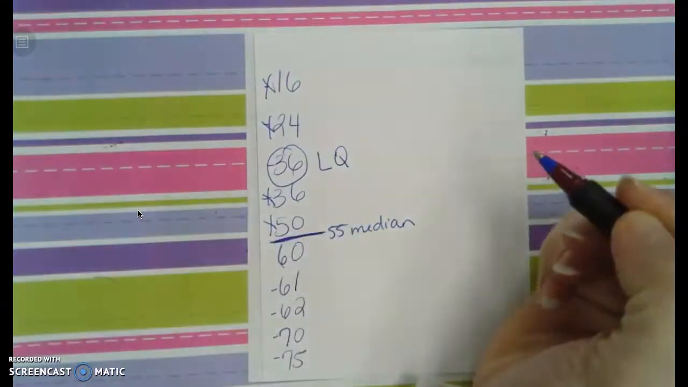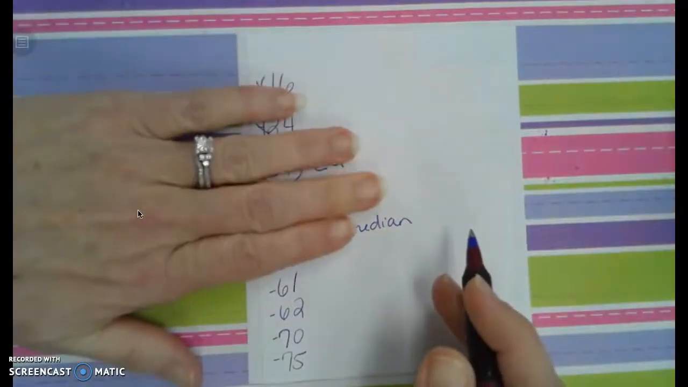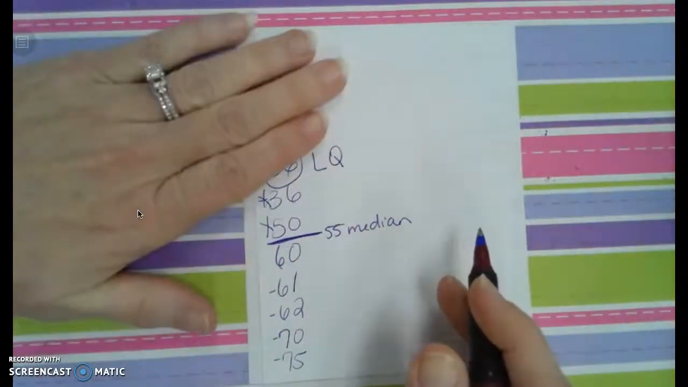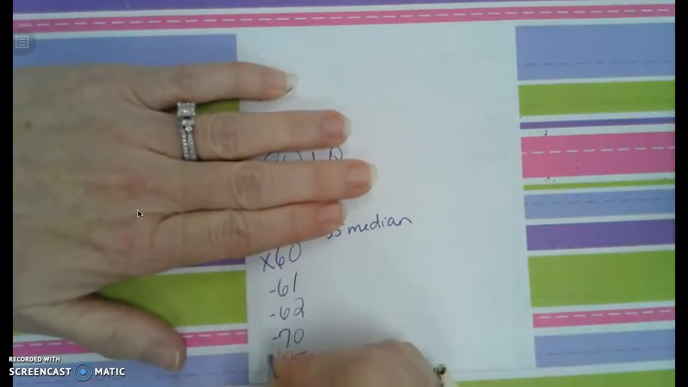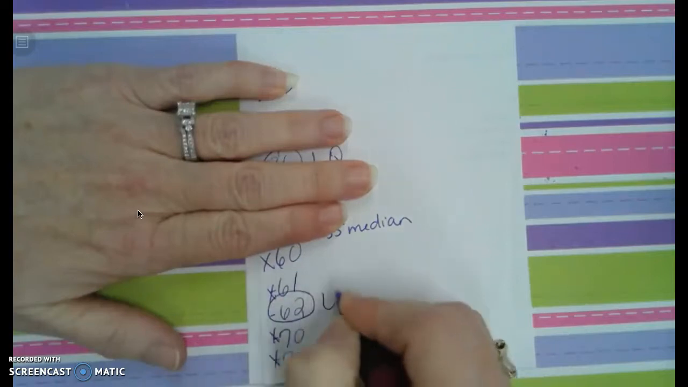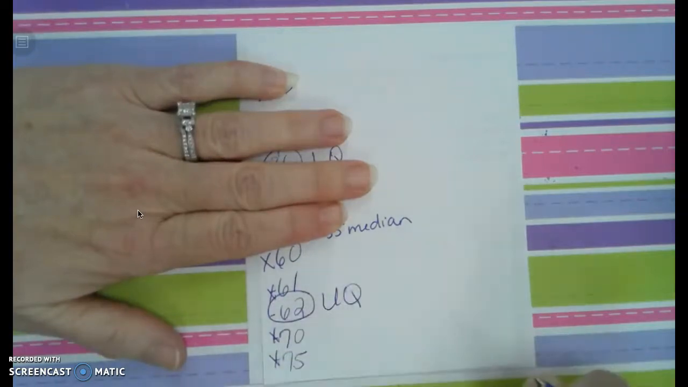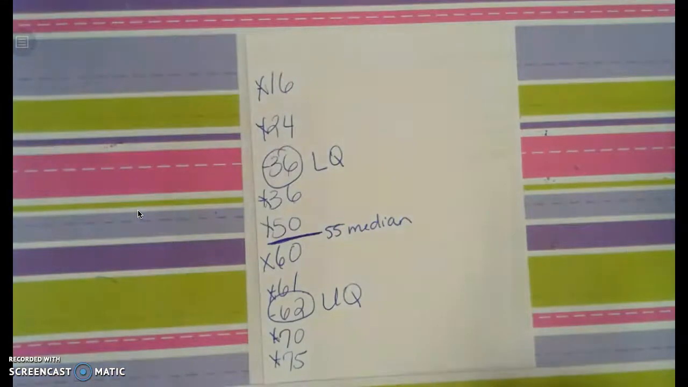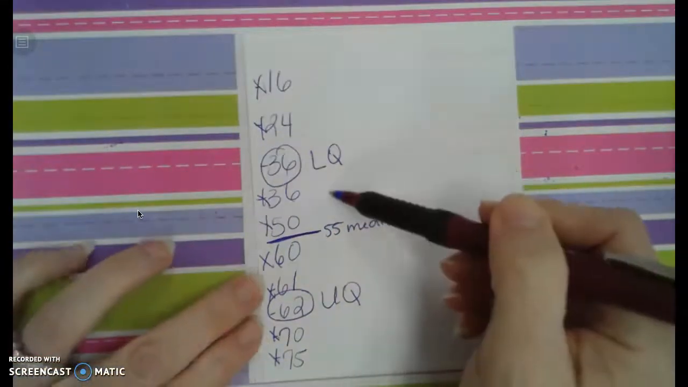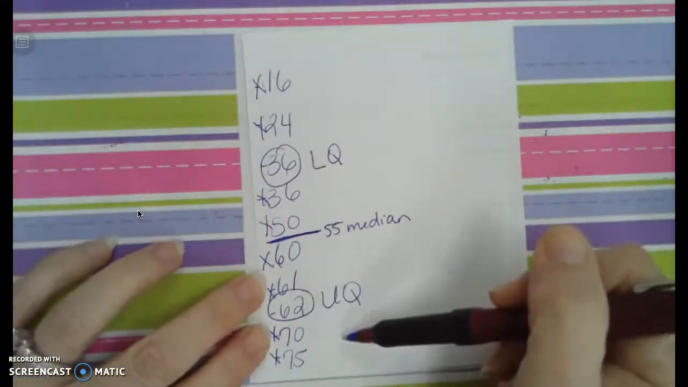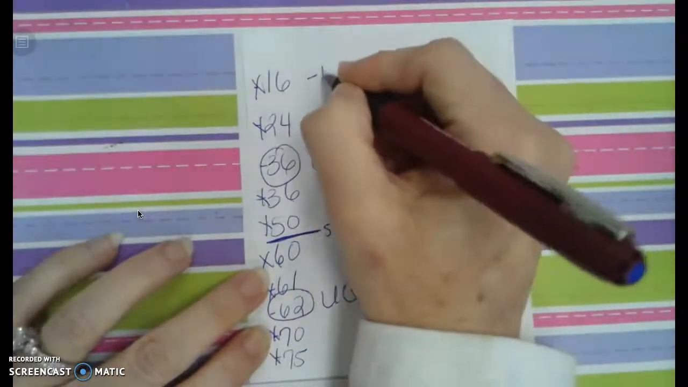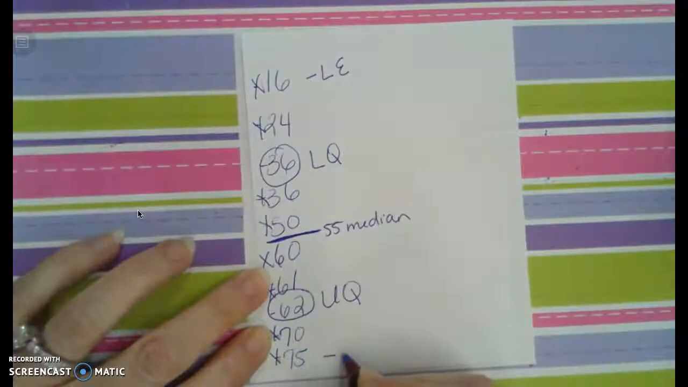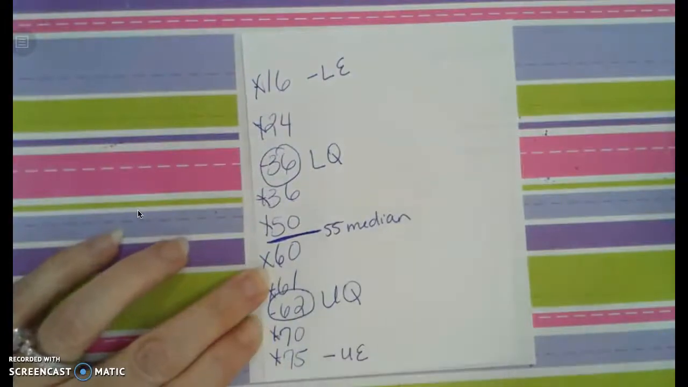So again, same thing goes for here. Do not cover up that 60 because 60 is not the median. The median is 55. So top, bottom, top, bottom. This is my upper quartile, okay? Not bad. We're just splitting it into 1, 2, 3, 4 parts. So quartile means 4 different sections. Remember, this is your lower extreme and this is your upper extreme.